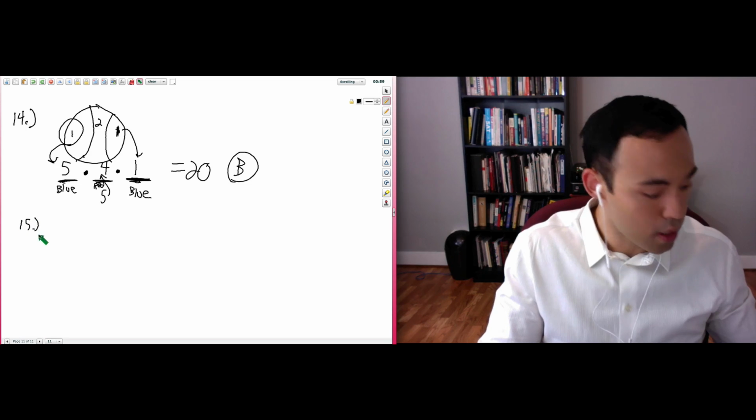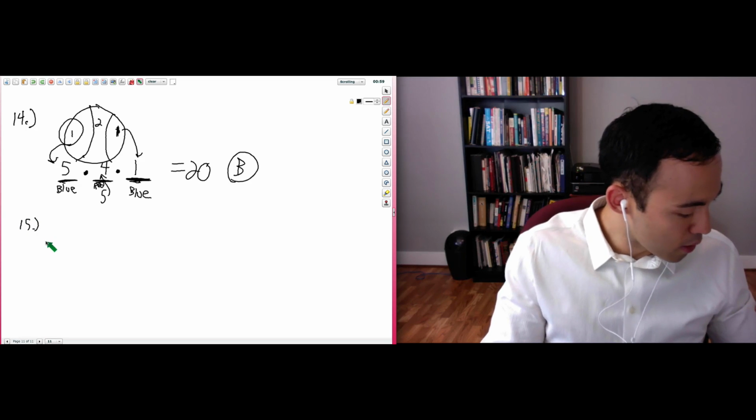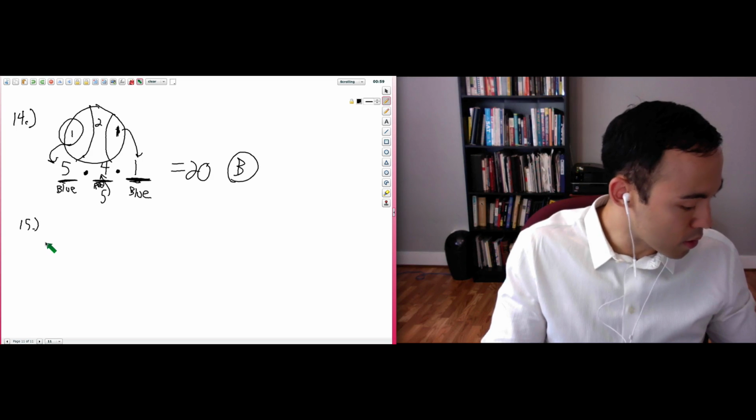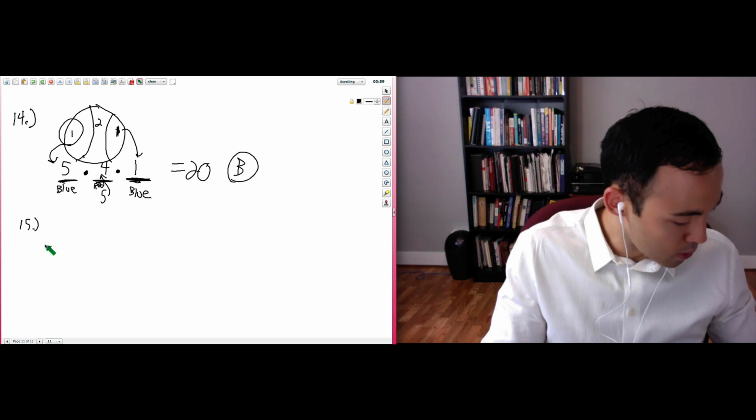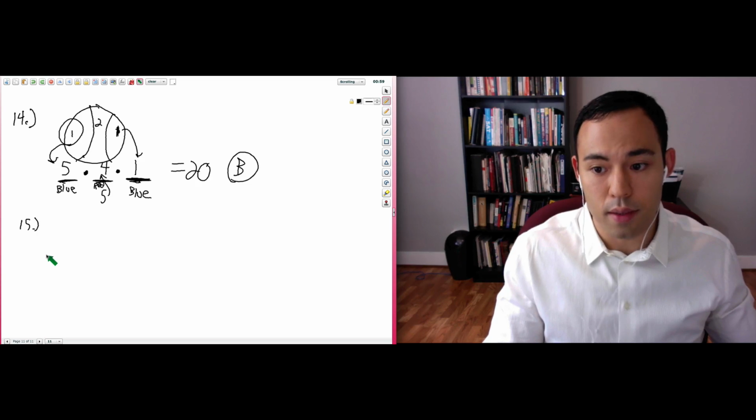All right, number 15. If the length of a rectangle is increased by 30% and the width of the same rectangle is decreased by 30%, what is the effect on the area of the rectangle? Don't write C. Don't answer C.